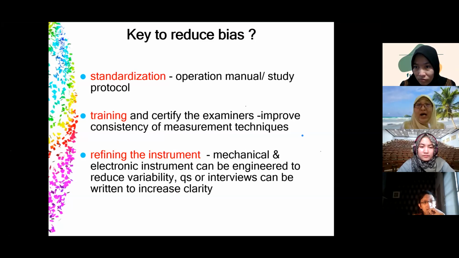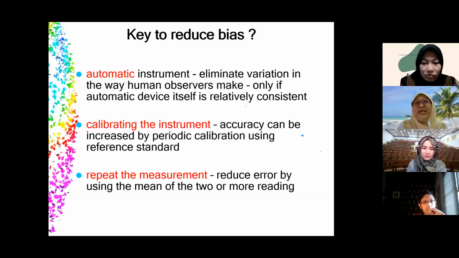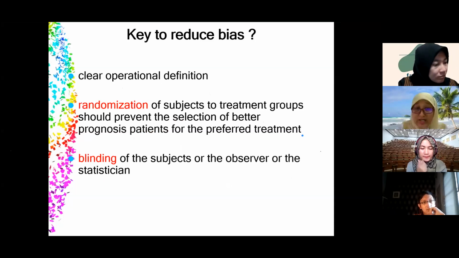And then the automatic instrument, they calibrate the instrument so accuracy can be increased. They repeat the measurement and they take average. That also actually the effort of the study to reduce bias. If they mention all this, you know that it's a good study because they're trying to handle all the possible bias. Okay. They have a clear operational definition. They conduct randomization in an RCT study. They do blinding. That is a good study.